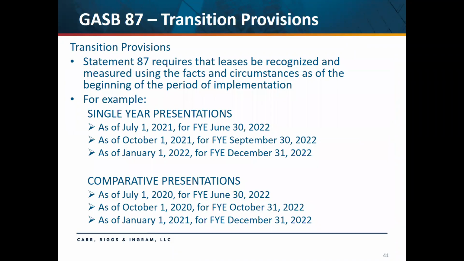So some of the transition provisions for GASB 87 is that it's going to recognize at the start of the period. So therefore, if you have a fiscal year end of June 30, 2022, well, then it's going to start as of July 1st, 2021 for single year presentations. And we've listed some of the examples here, such as September 30, 2022, it's going to be as of October 1st, 2021. For comparative presentations, however, you're going to have to go back from the inception date, or the inception for the comparative aspect. So if you have a June 30, 2022, you're going to have to look at it as of July 1st, 2020.